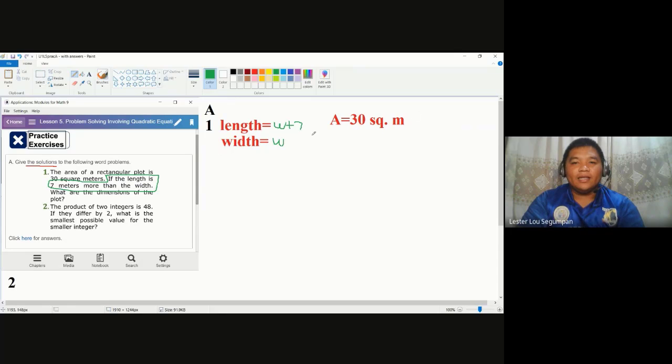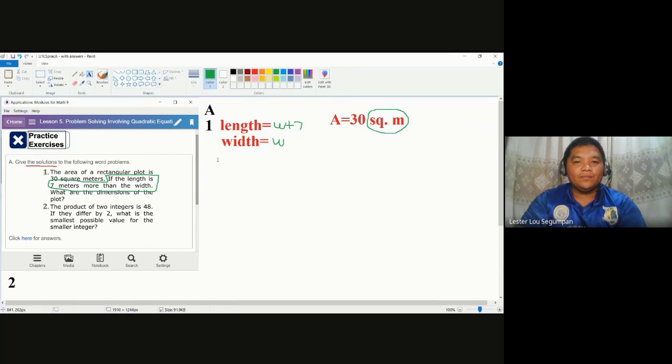And by the way, in the meantime, we are disregarding the units so that we could manipulate the values later on. So for the area, let's just use 30, and let's have square meters later. Okay. Now that we have these values, let us talk about the area of a rectangular plot.